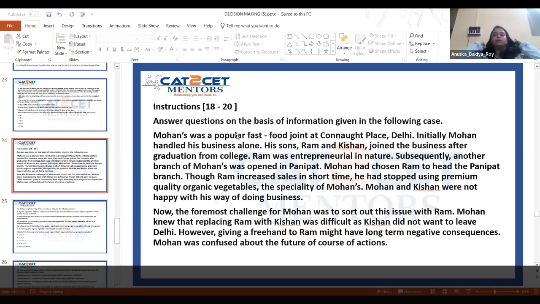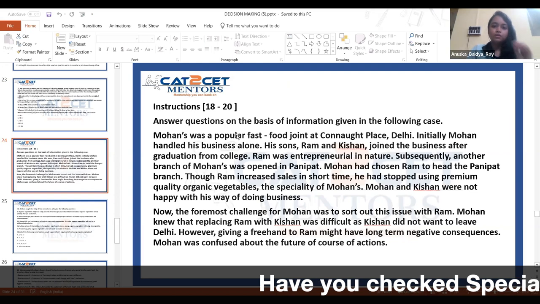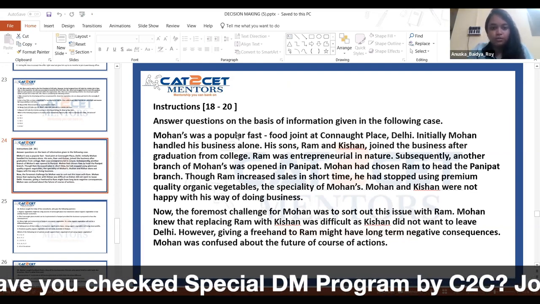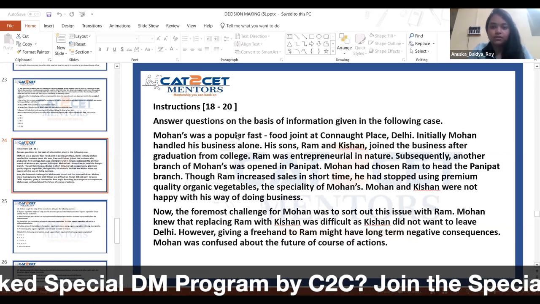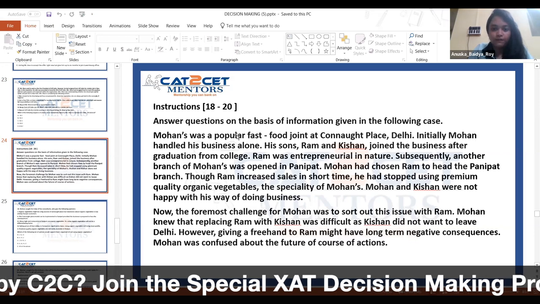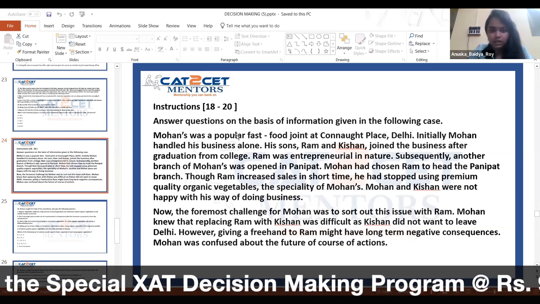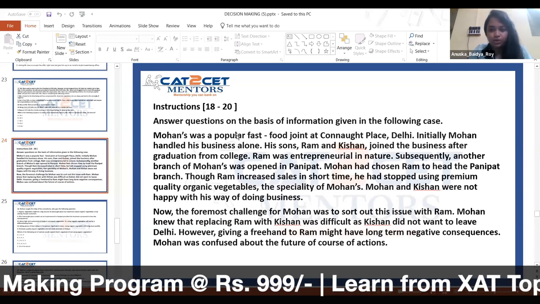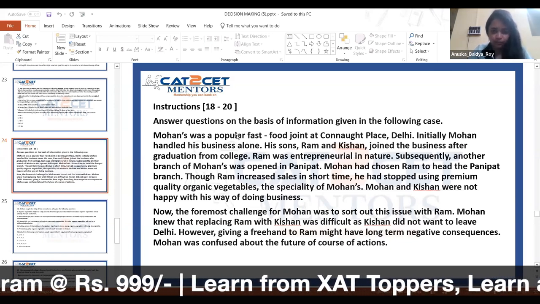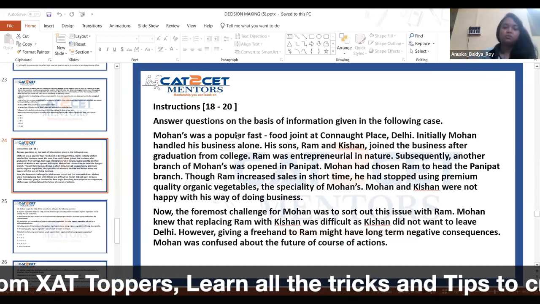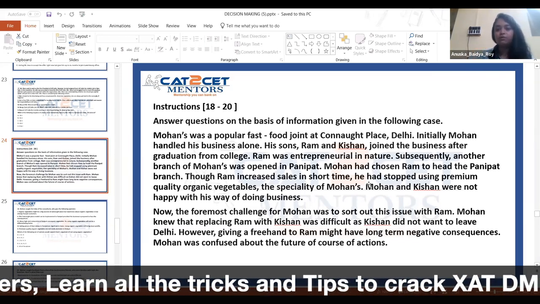18 to 20. Okay, we read this question. What does it say? It says that Mohan's was a popular fast food joint at Connaught Place, Delhi. Initially, Mohan handled his business alone. His sons Ram and Kishan joined the business after graduation from college. Ram was entrepreneurial in nature. Subsequently, another branch of Mohan's was opened in Panipat. Mohan had chosen Ram to head the Panipat branch. Though Ram increased sales in short time, he had stopped using premium quality organic vegetables, a specialty of Mohan's.